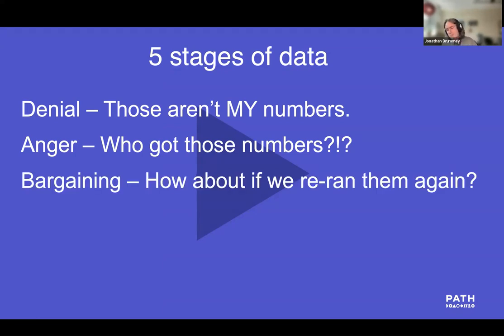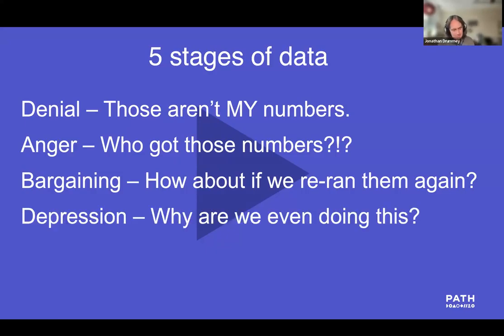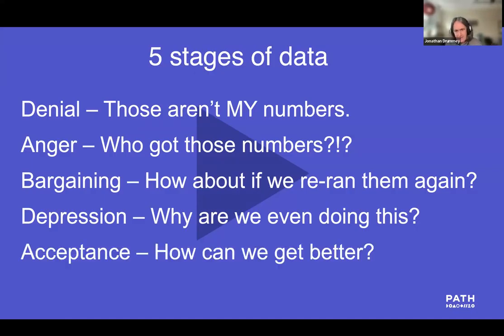Bargaining. So what if we, okay, let's take the numbers, and what if we smoothed it out and did a moving average or something like that with the data? Would that improve things in some way? Then getting into depression, like, why are we even bothering to do this? We're not going to change anything with this. And finally getting to that acceptance place of like, okay, this is what the data has to tell us. How can we get better?